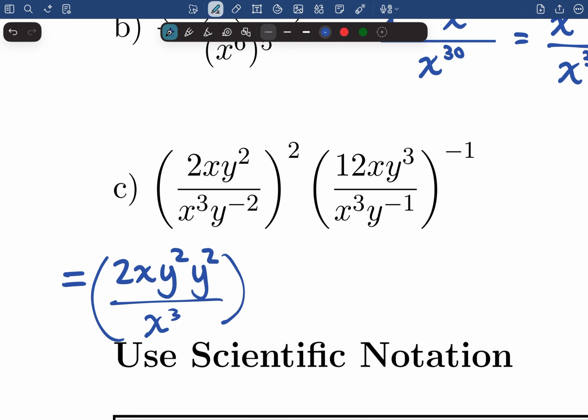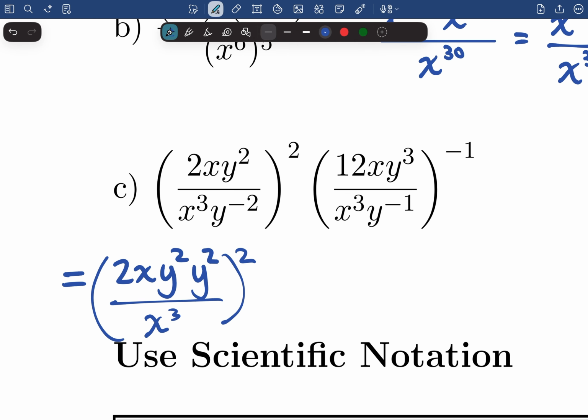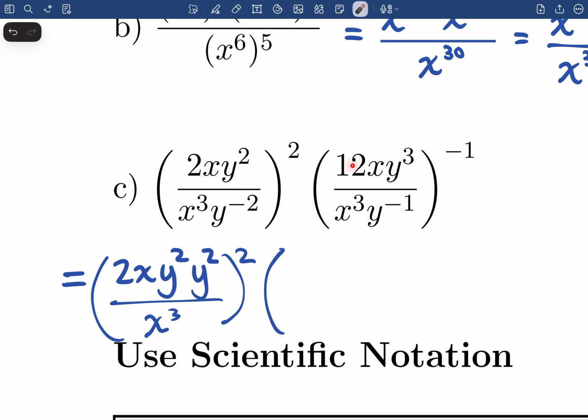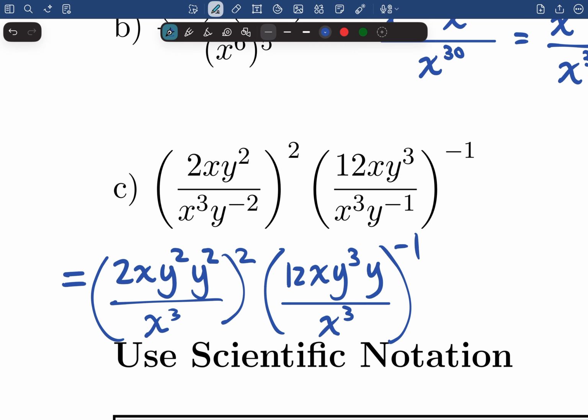And that's all squared. So what I've done is I've taken this y to the negative 2, I put it into the top, so it became y to the positive 2. Right? We're getting rid of negative exponents. That's something I'm observing I can do right away. And if I do that here, I would have 12xy cubed times y to the first, right? So I'm going to flip that to the top. And that's divided by, all I have in the bottom is x cubed. And that's raised all to the negative 1.